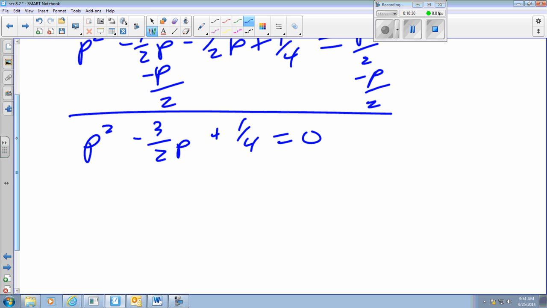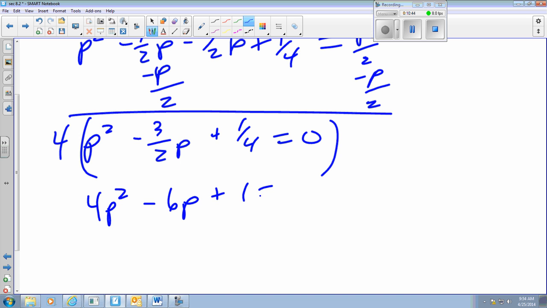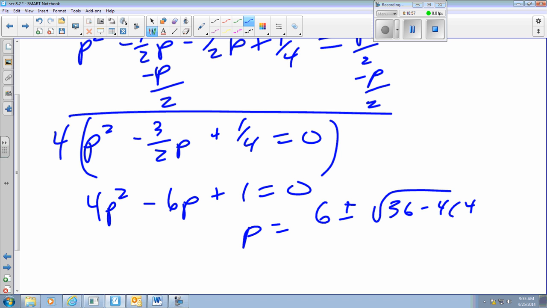Now we have to get rid of the fractions. Multiply the whole thing times 4. I get 4p squared. 4 times negative 3 halves gives me negative 6p, and 4 times a fourth is 1. Last thing we need to do with this one is plug it in, so I'm going to do that. p equals negative negative 6 plus or minus the square root of 36 minus 4 times 1, all over 2 times 4.